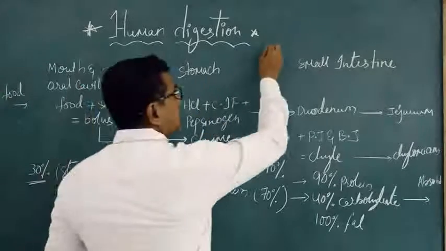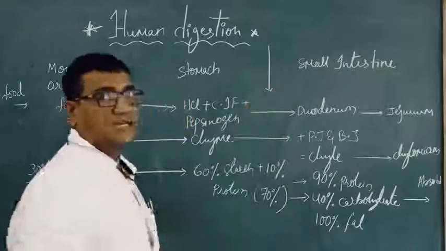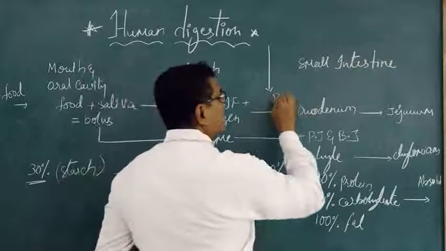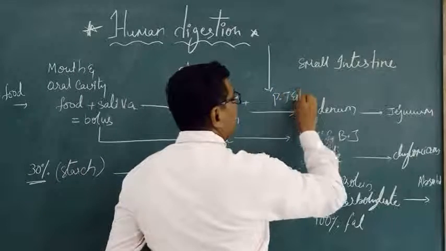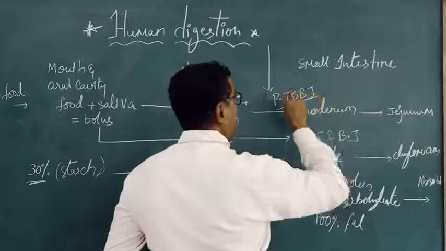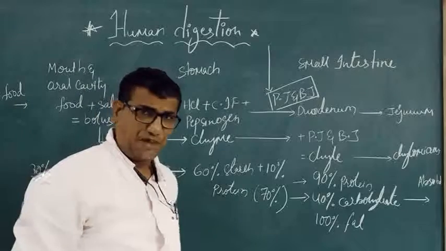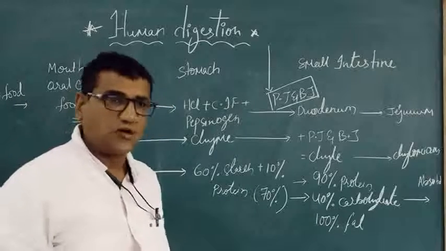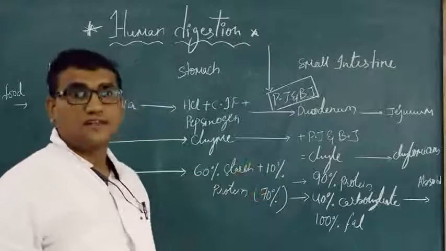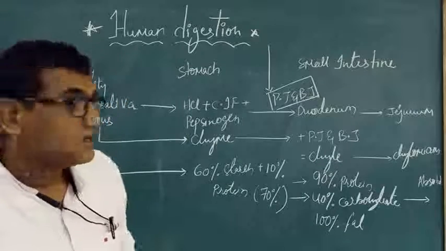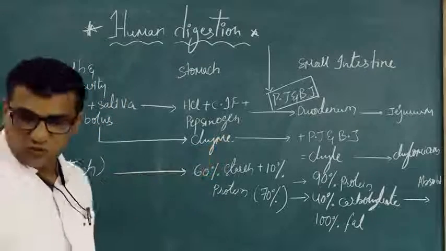So, between the stomach and large intestine, pancreatic juice and bile juice act on the food. Now, the further digestion takes place. Okay. Have a look at this.